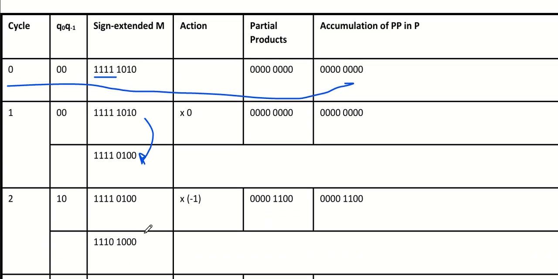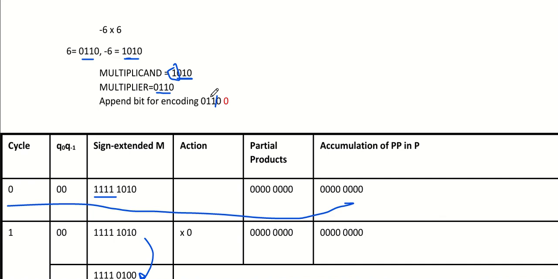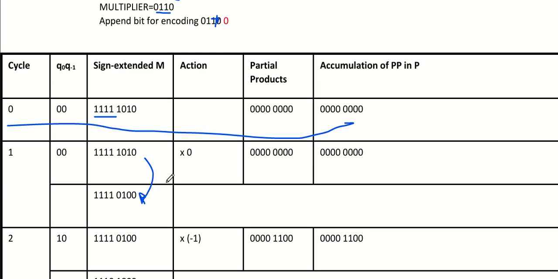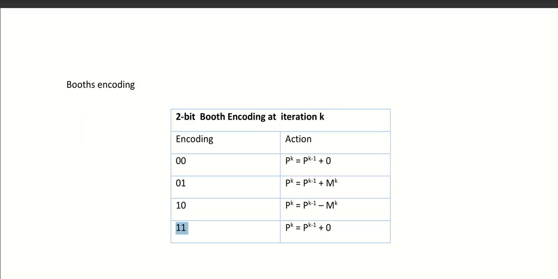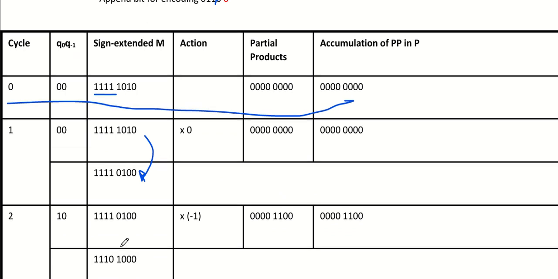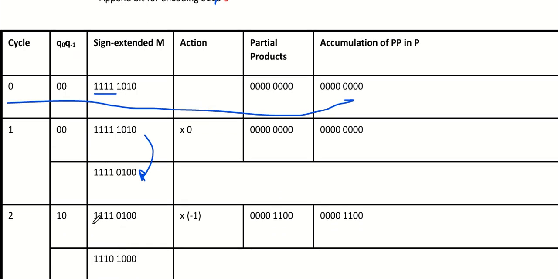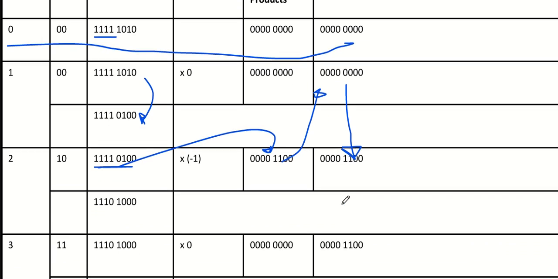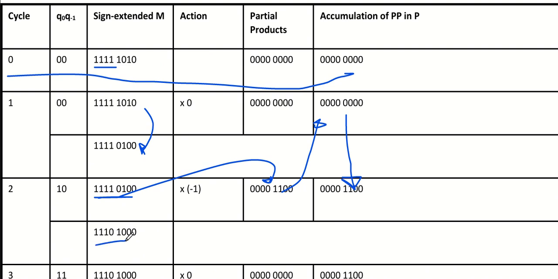Then in cycle 2, we'll be dealing with 1 0, these two. For 1 0, the encoding says we should subtract. Subtracting means we have to find the two's complement of this and add it to the product register. So the two's complement of this is what you see here, and when you add it to the product register, that's what you see. Then after every cycle, you should shift left once.